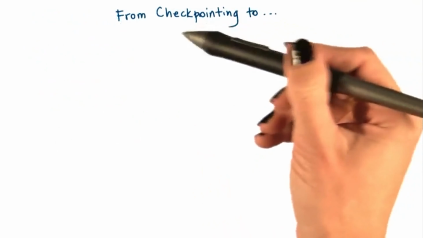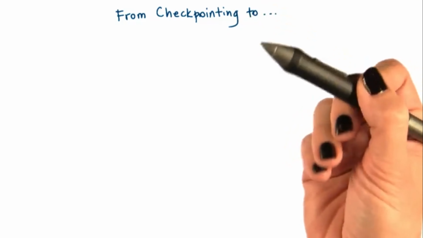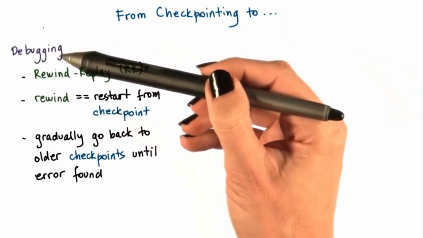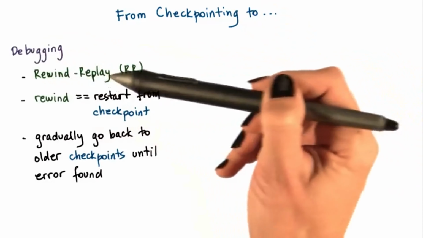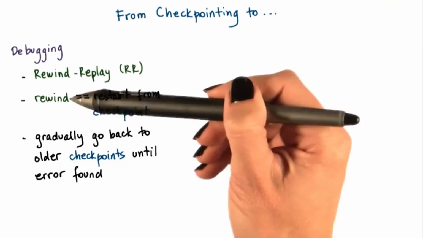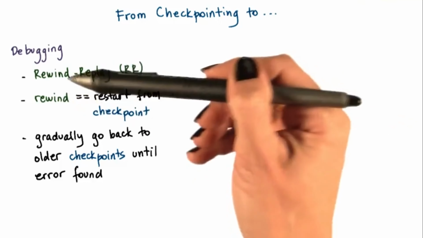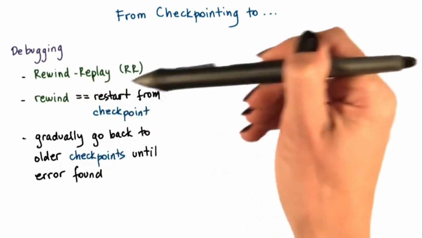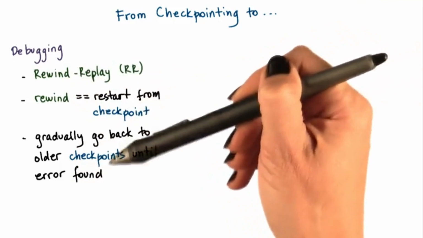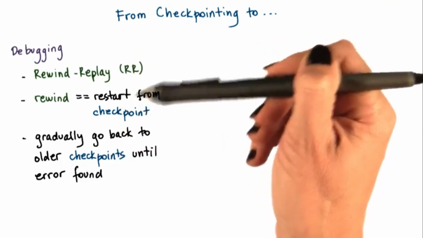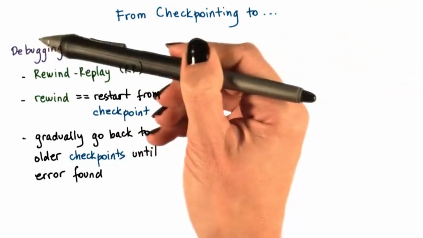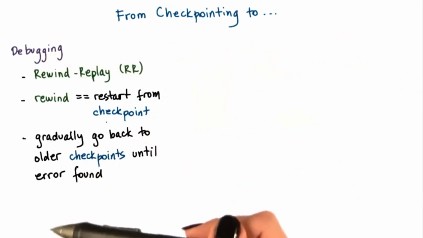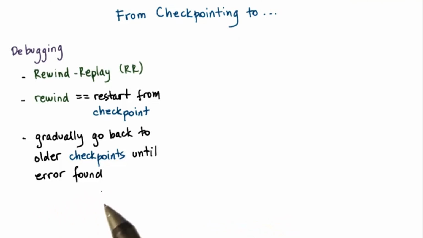The basic mechanisms used in checkpointing can also be used in other services. For instance, debugging often relies on a technique called rewind replay. Here, rewind means that we will restart the execution of the same process from some earlier point. So we will restart it from a checkpoint, and then we will move forward and see whether we can establish what is the error, what is the bug in our program. We can gradually go back to older and older checkpoints until we find the error.